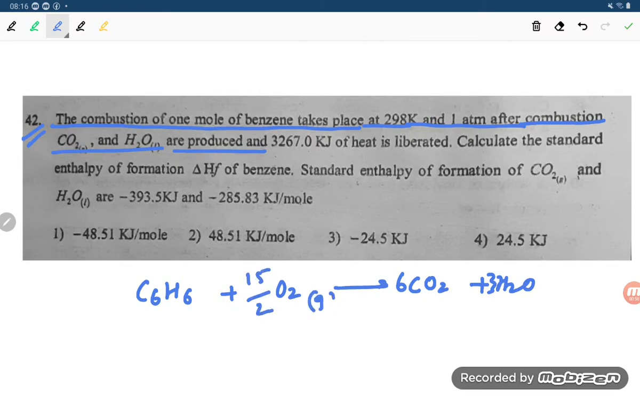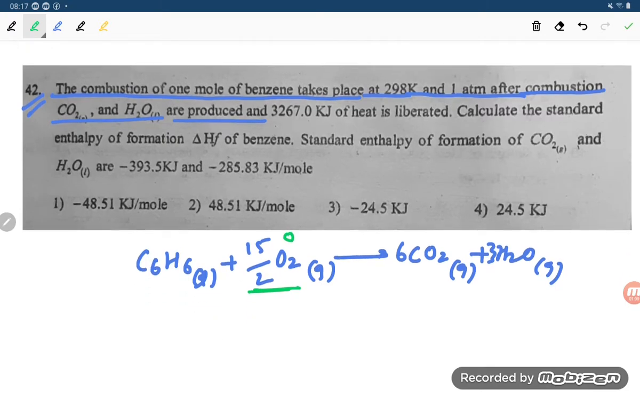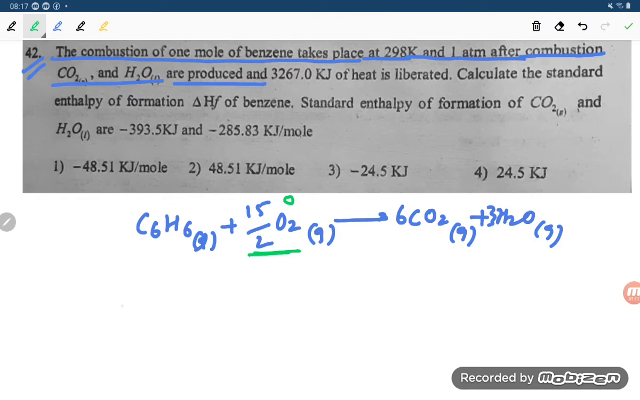So this is gas, this is also gas, this is also gas, and this is the liquid. Now what we have to do for the enthalpy? Here the standard state enthalpy of formation is 0. So what is that? It is the enthalpy of reaction. You know, student, enthalpy of reaction. We have to find out this.